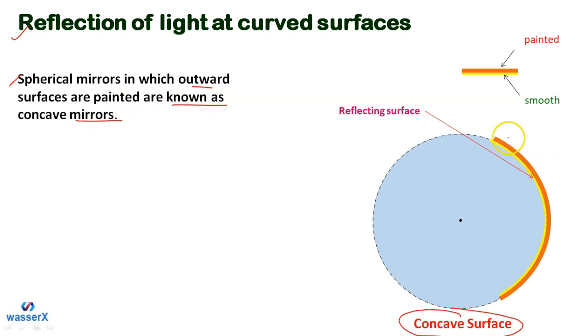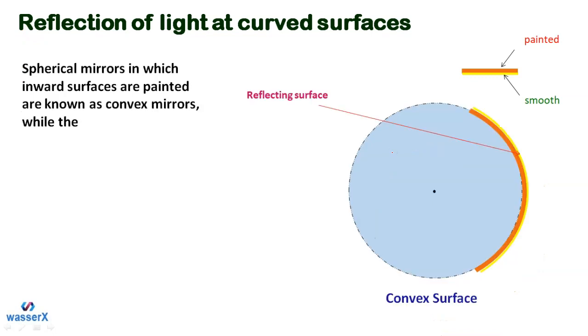So as I explained previously in the last slide, in the case of the concave mirrors, you are having the smooth surface which is inward, whereas the outward surface will be painted. And no light can transfer through that surface. Okay, now you have the next one, which is reflection of light at a curved surface. This is the second one we are talking about, that's what we call the convex one.